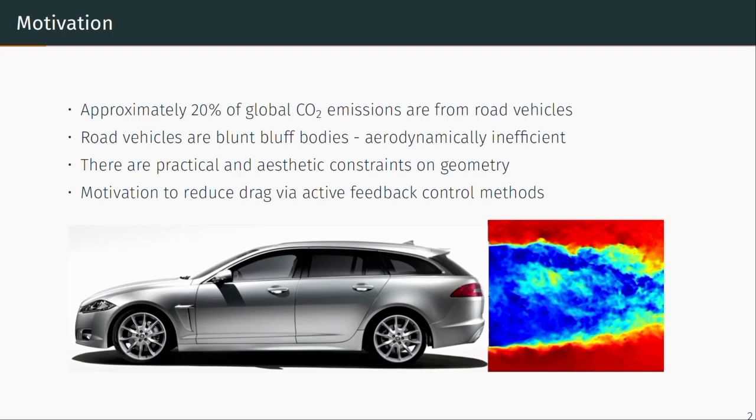So just to give some motivation to the problem. Road vehicles and road transport are responsible for approximately 20% of global CO2 emissions. And really, these vehicles are essentially blunt bodies. So in terms of their shape, they're generally aerodynamically fairly inefficient if you were to compare them to, say, an aircraft, due to this blunt rear end that they have. And this shape really stems from practical and to some extent aesthetic constraints on the geometry.